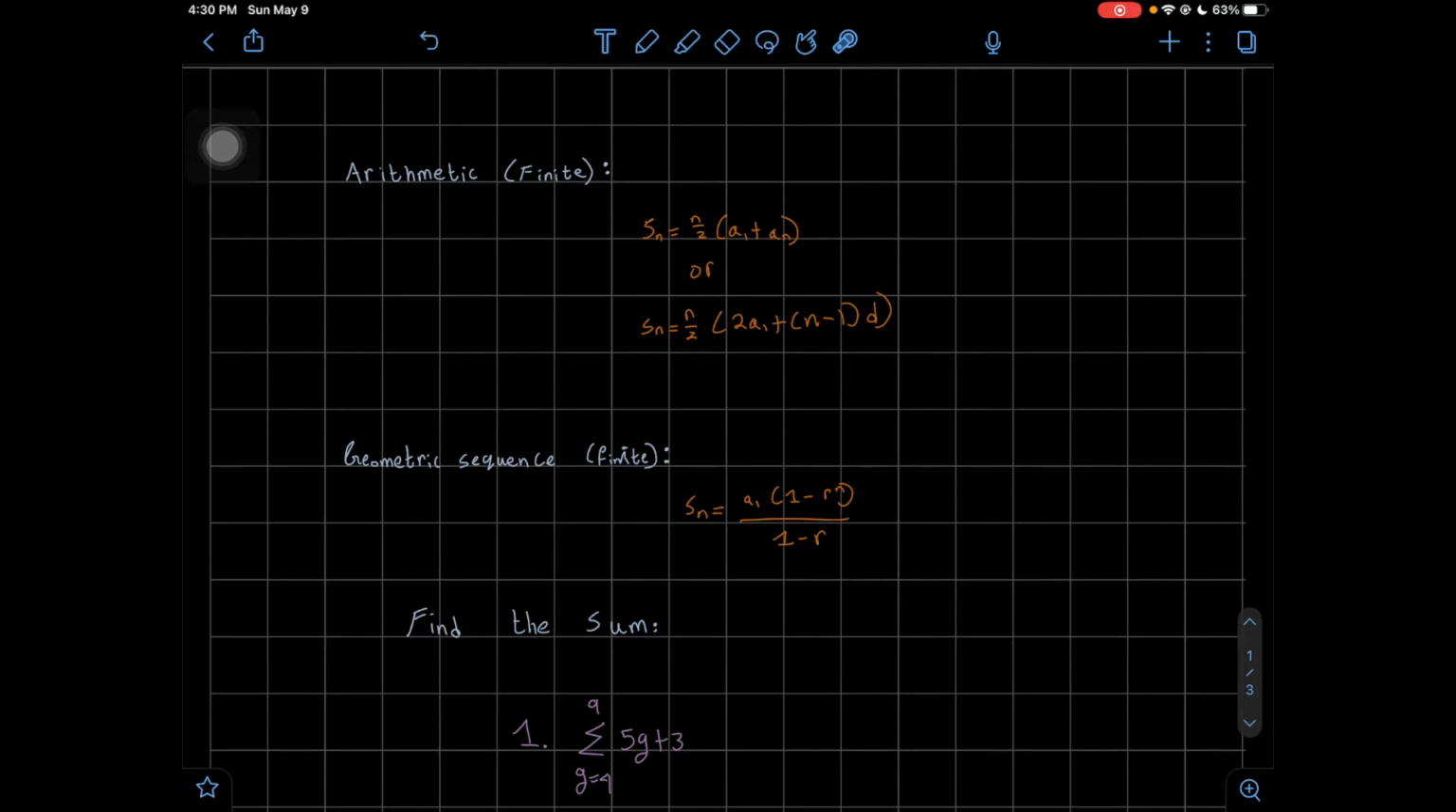Next, going on to our geometric sequences, we have the equation S subscript n equals a1 times 1 minus r to the power of n, over 1 minus r. Now let's go ahead and do some practice problems using these equations.